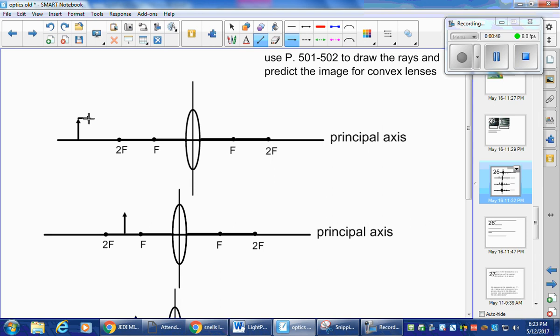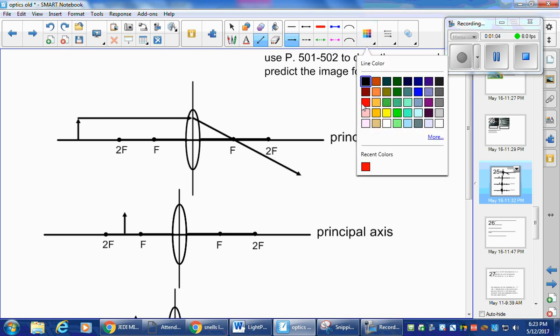But this guy is going to go parallel to the principal axis, hit the center of the lens, and then it's going to try to go to the focal point, just like that. Okay. And now the second one is going to start also at the tip top. I'm going to make that a different color. Let's make it blue.